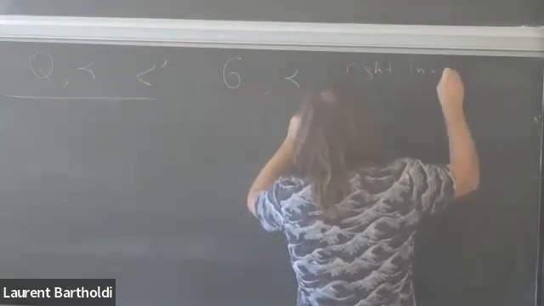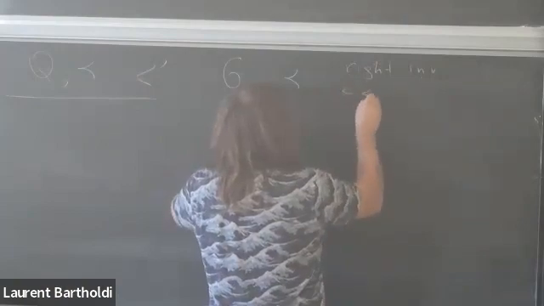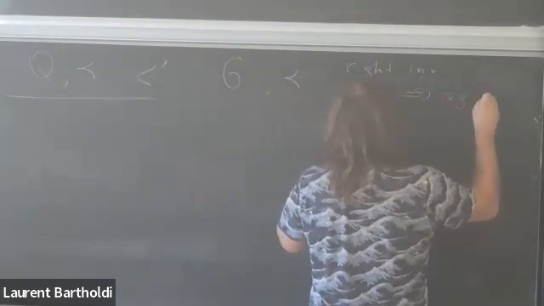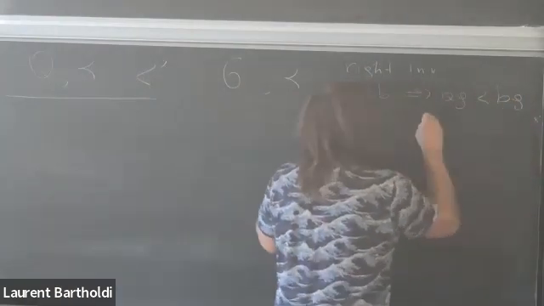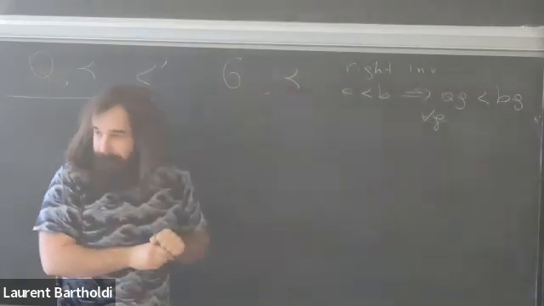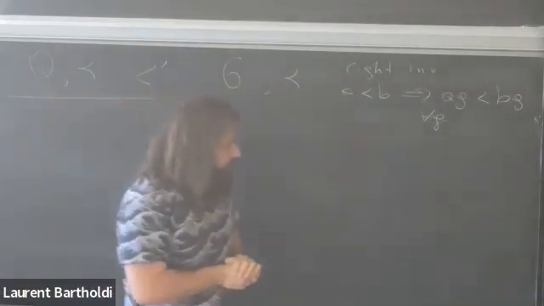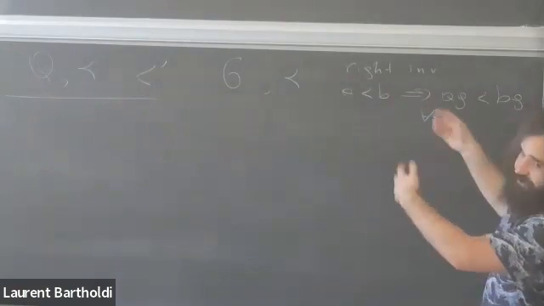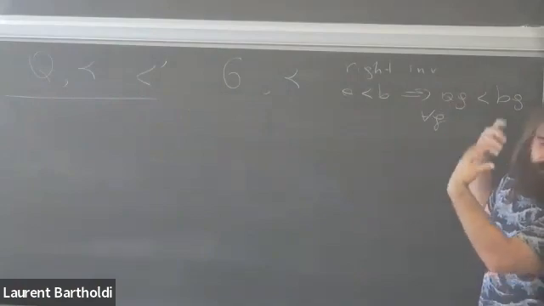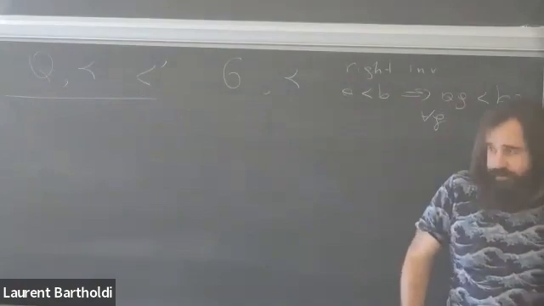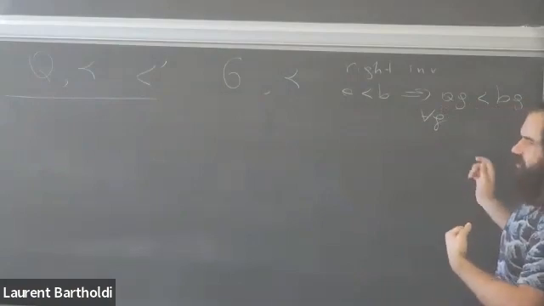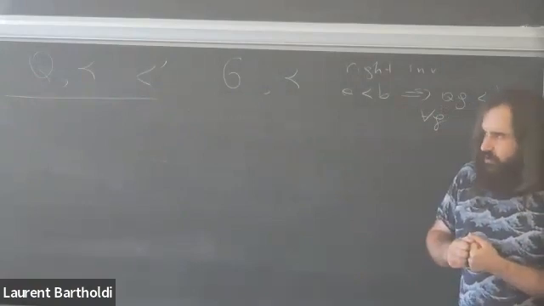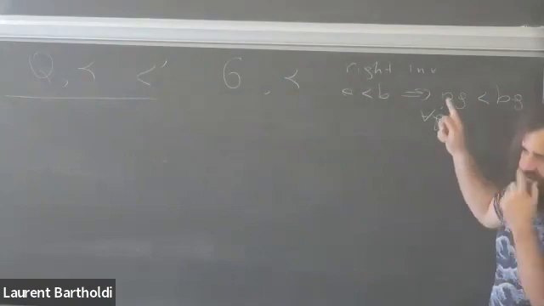Right invariant order. What does it mean? It means A is smaller than B implies AG is smaller than BG. Very easy. And we can ask a question: is it possible to extend a partial right invariant order to a linear right invariant order? Very usual question, and now it becomes much more interesting. I think it is not yet completely resolved for which groups this is possible.